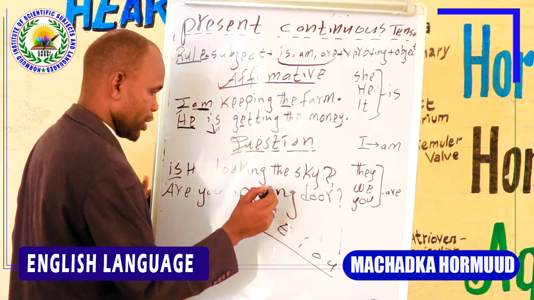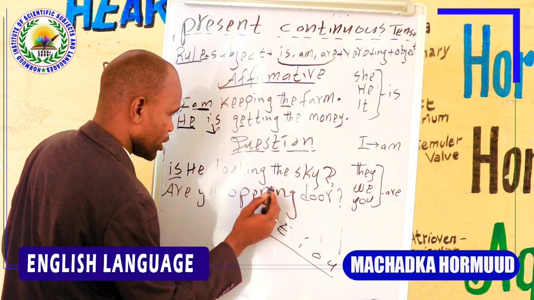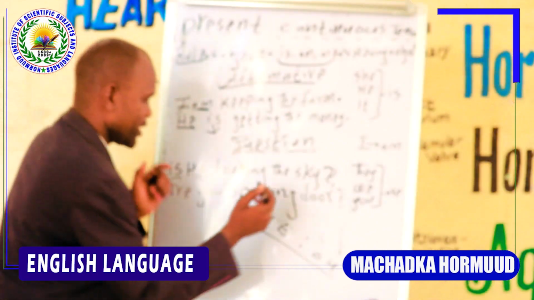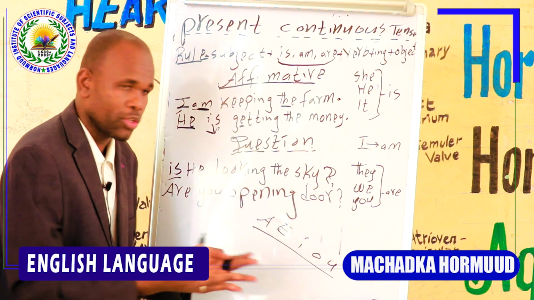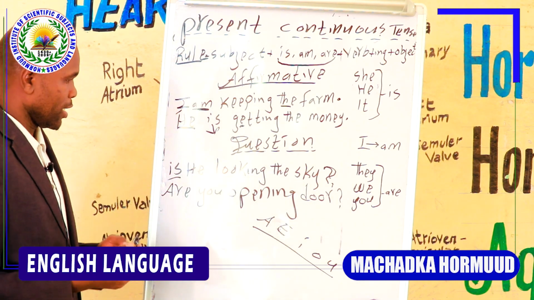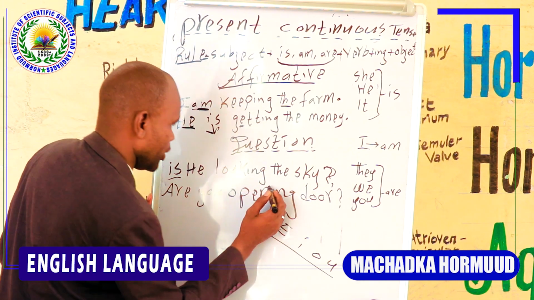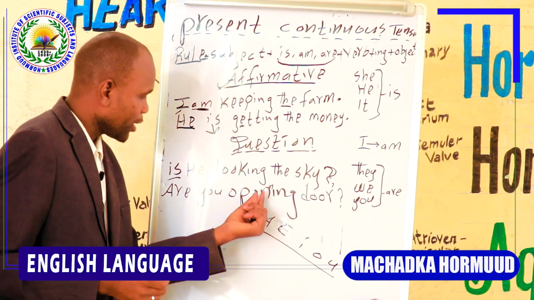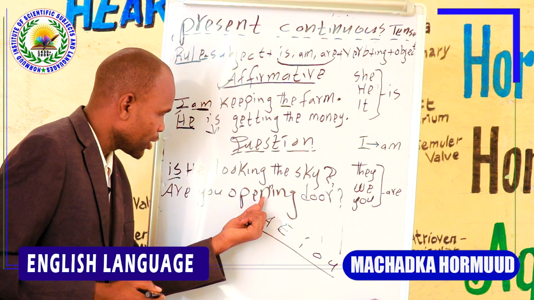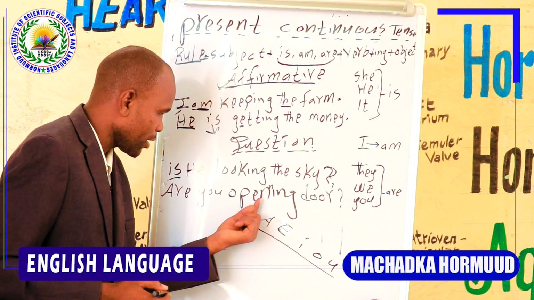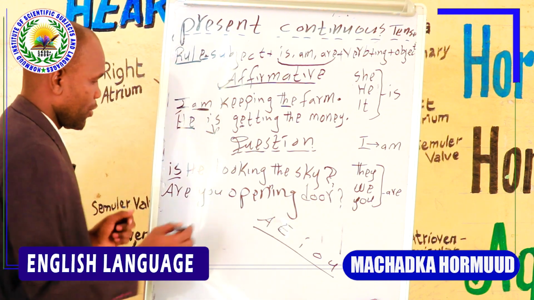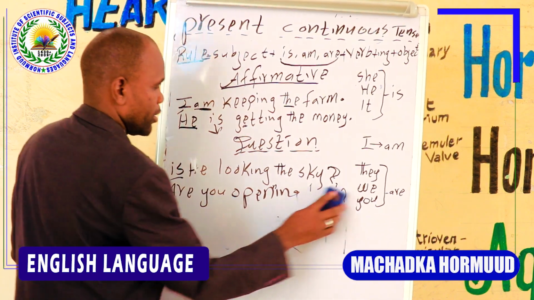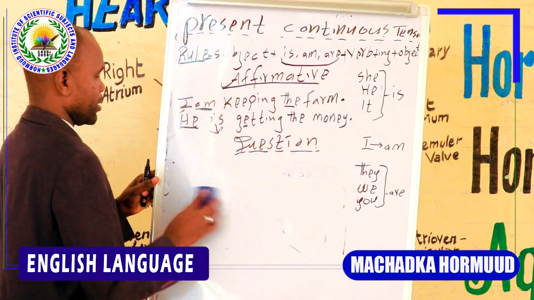Are you opening the door? You can say a door or the door. Also, here you have to double the letter, because the one before it is a vowel, and then add ing: opening the door. That's all. I would like to give another example of a present continuous sentence.